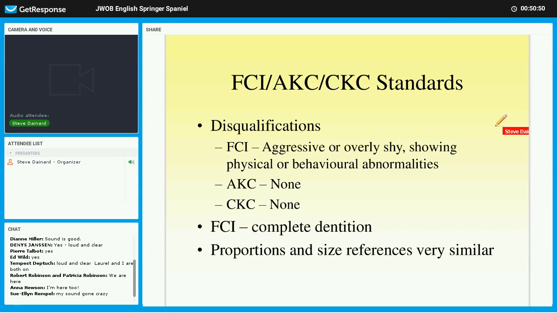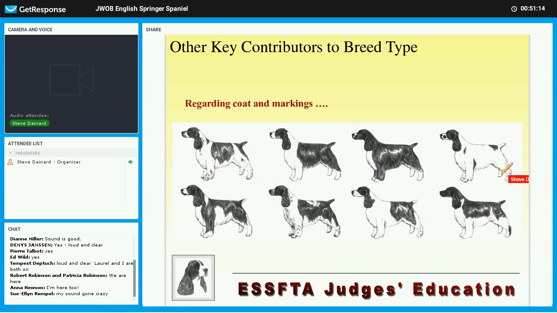Okay. I went through the three country standards again today, and really just pointed out some things that jumped out to me as being major differences in the standards. From all other perspectives, size, weight, proportions, all were really the same. Oh, sorry, back to coat. Let's go back just one level here.